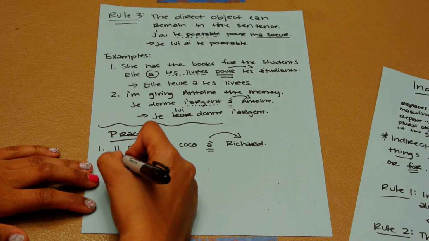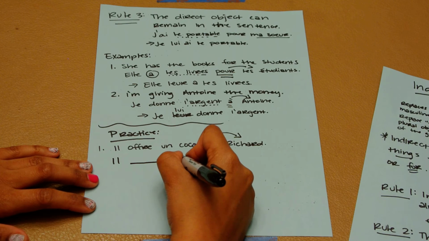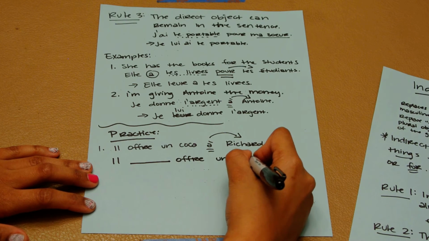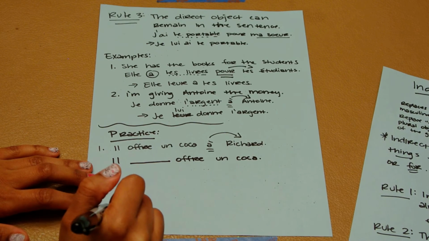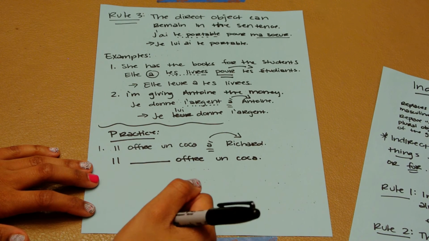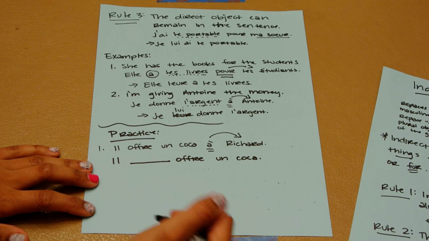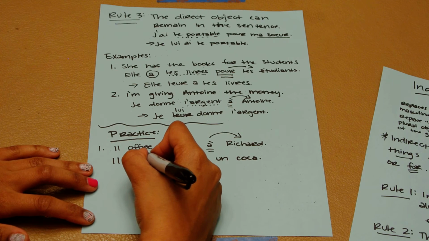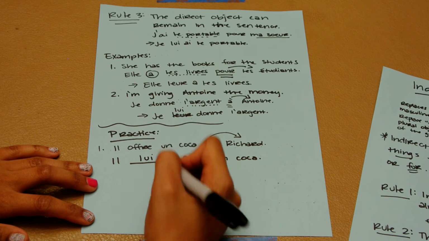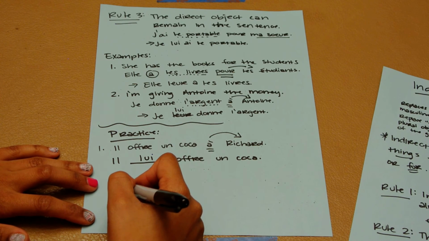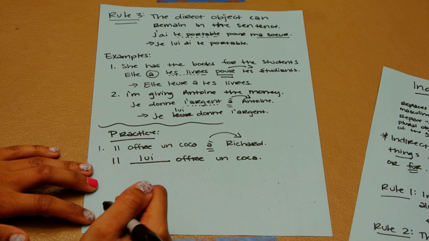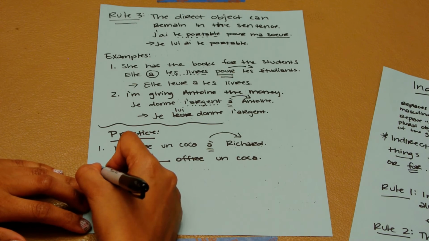So I'm going to let you pause the video, and you are going to tell me what goes in this space here. So go ahead and pause the video. When you have your answer, unpause, play, and see if your answer is correct. Alright, for this one you should have put lui because lui is masculine and singular, and that's replacing Richard. Okay? Let's look at number 2.